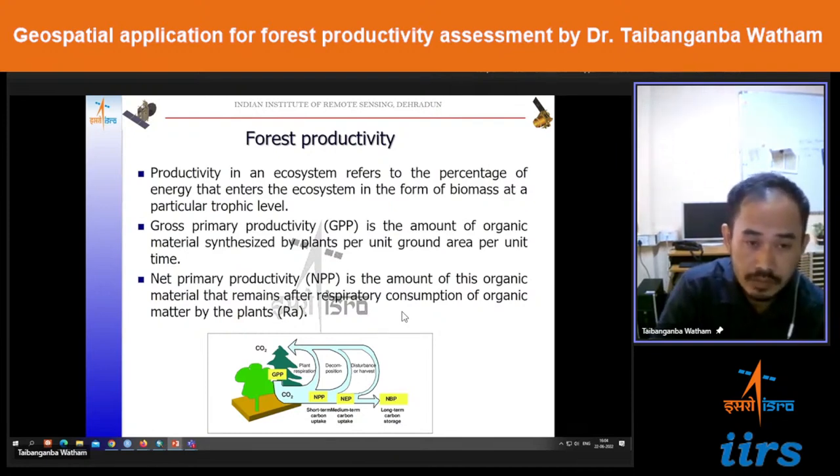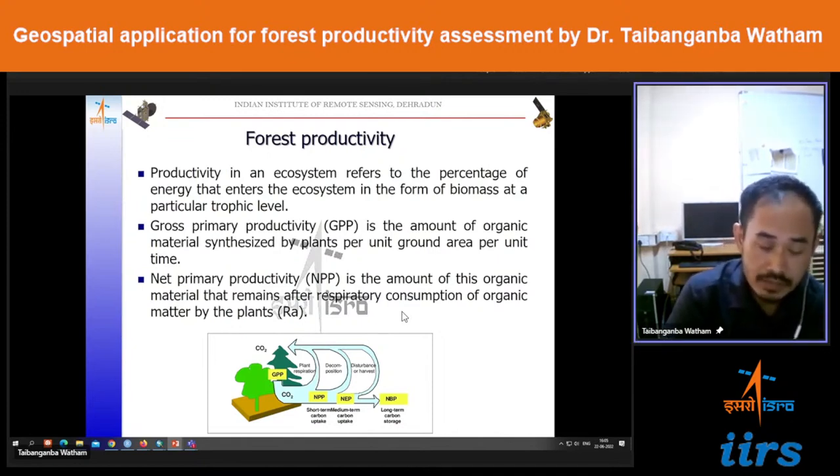by productivity. So productivity of an ecosystem refers to the percentage of energy that enters the ecosystem in the form of biomass at a particular trophic level. Or we can say how much biomass or how much organic compound has been accumulated over a time. It can be defined as productivity, especially for a trophic area, or if we are talking about only the forest or the trees, then it can be said that the amount of biomass that has increased or the organic matter that has been captured by the forest can be defined as productivity.